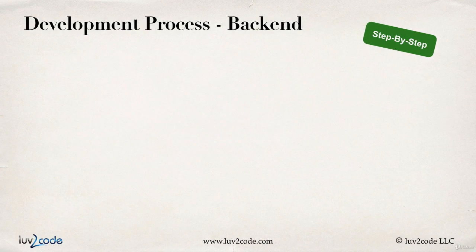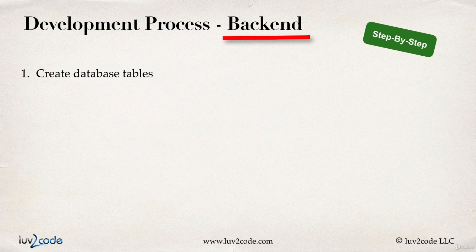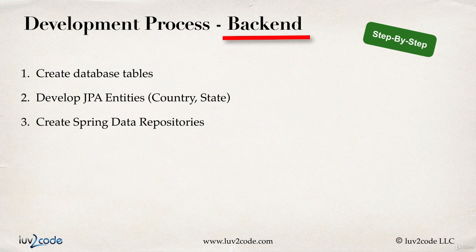Alrighty, so let's go ahead and look at our development process. And this is for the back-end development. The first thing that we'll do is we'll create the database tables, and then we'll develop the JPA entities for country and state. Next, we'll create the Spring Data REST repositories. And then finally, we'll update our Spring Data REST configs.